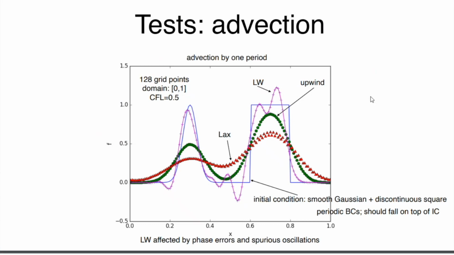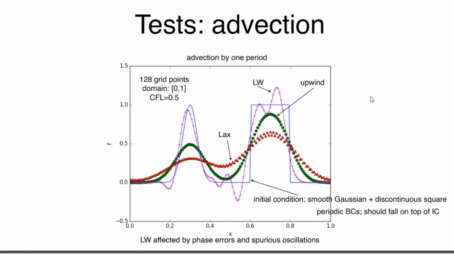So by the way, codes are there. You can actually see the phase errors. See here in these two methods, the positions of the maxima are almost where they should be. Let me tell you what I'm solving. This is the initial condition. I'm solving the advection equation, and the boundary conditions are periodic. So when the wave moves out on the right, it emerges on the left, and it's done for one period. So the right answer is that it should be on top of the initial condition. Okay.